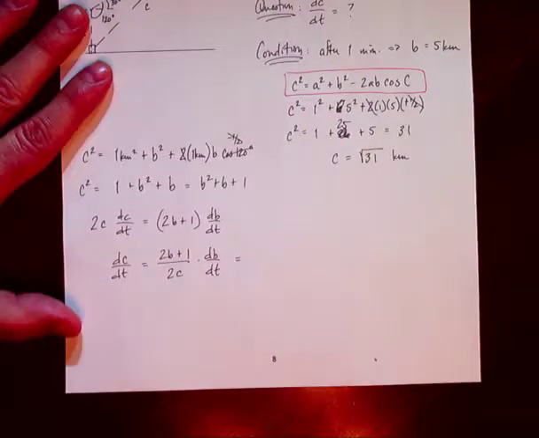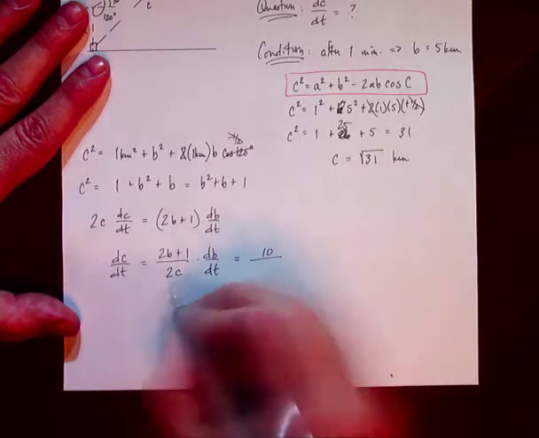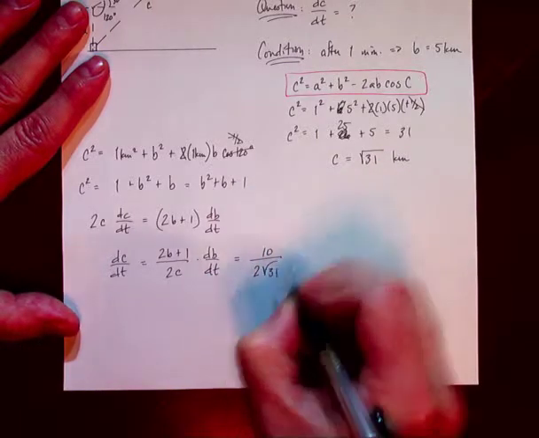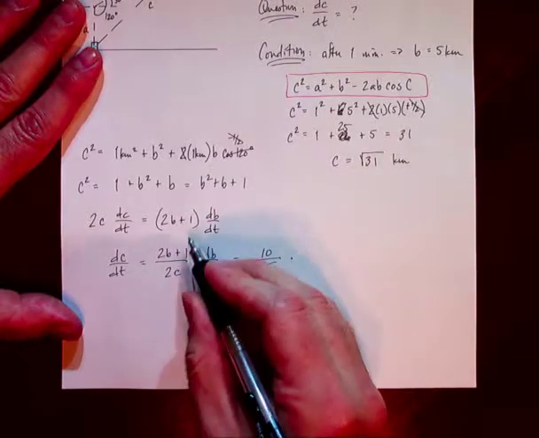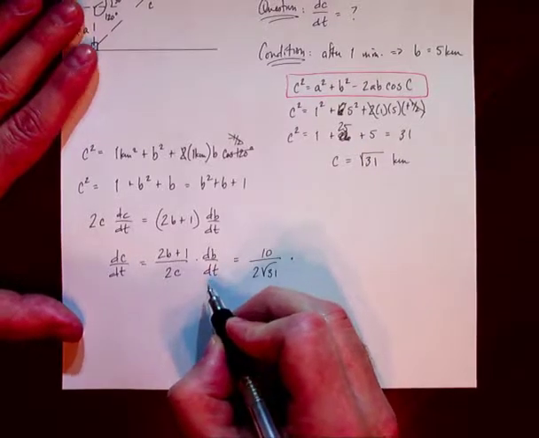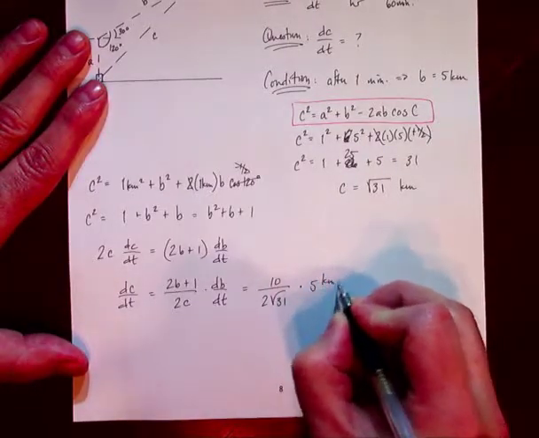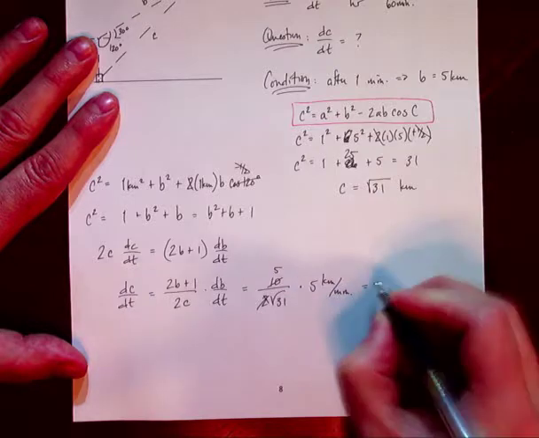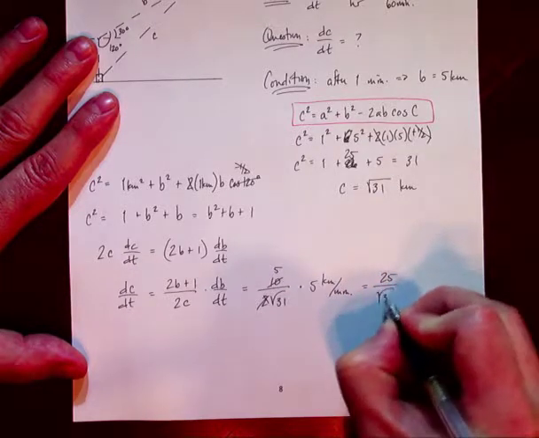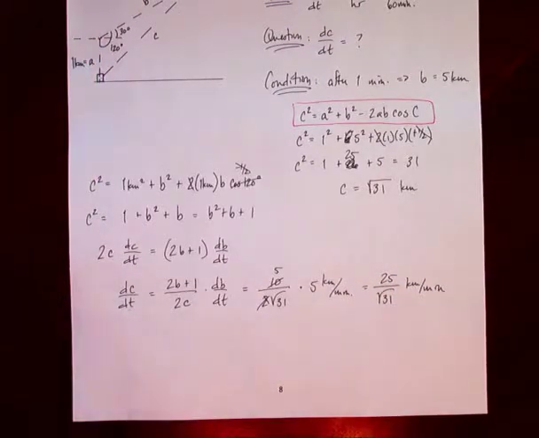So let's go ahead and plug in. I know that b is 5, so 2b plus 1 is 11. I know that c is root 31, so it's 2 times root 31. And I know that, of course, because b and c will be the same units, those units will cancel out, and the only units that will really matter is the ones coming from my db/dt, which is up here, which is 5 kilometers per minute. I have 5 kilometers per minute, and you can simplify a little bit, and you wind up with 25 over root 31 kilometers per minute.